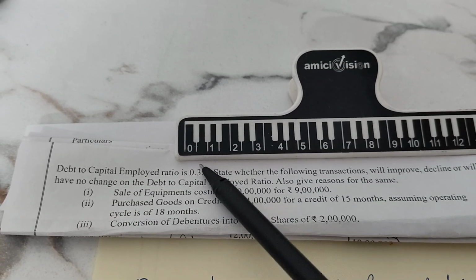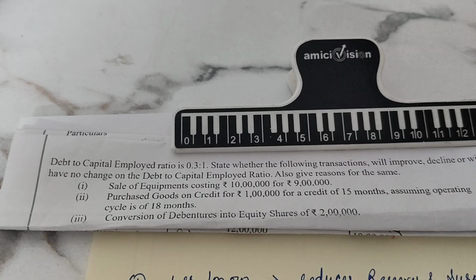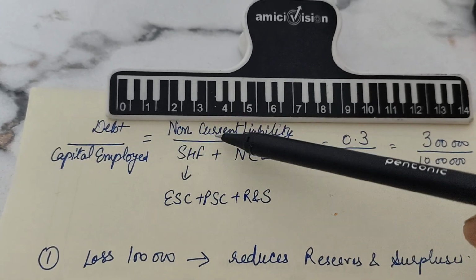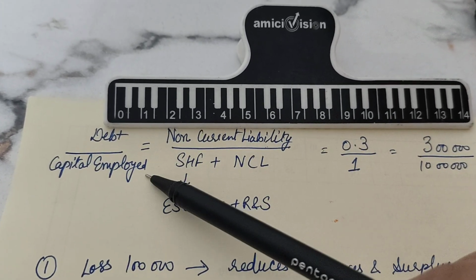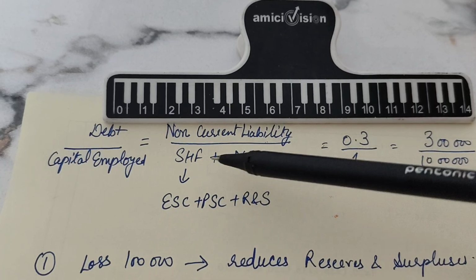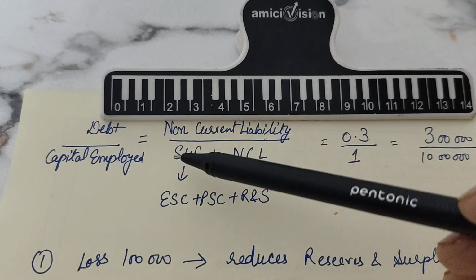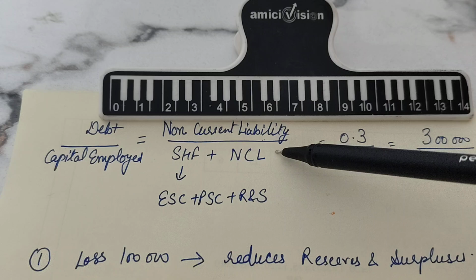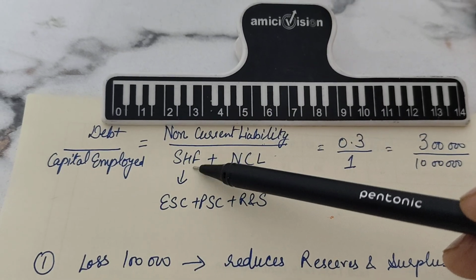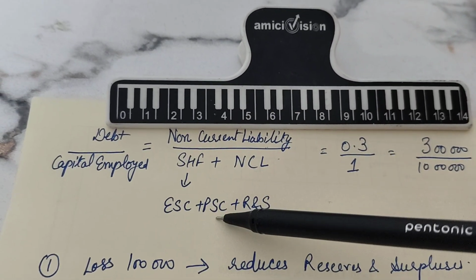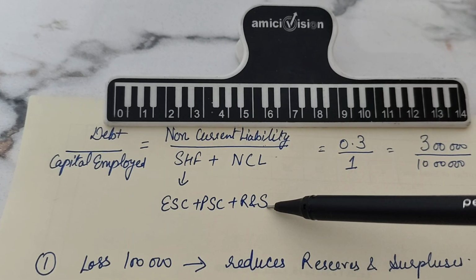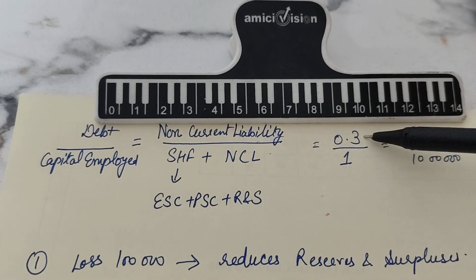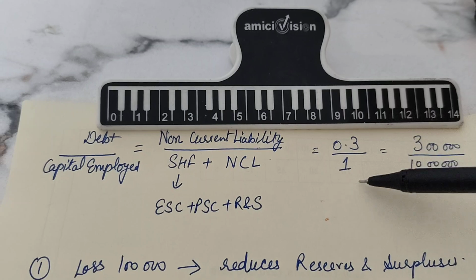First of all, we will understand what the debt capital ratio is. The debt means non-current liability and capital employed means shareholder funds plus non-current liability. Shareholder funds means equity share capital, preference share capital, reserves and surpluses. The ratio given to us is 0.3 is to 1.